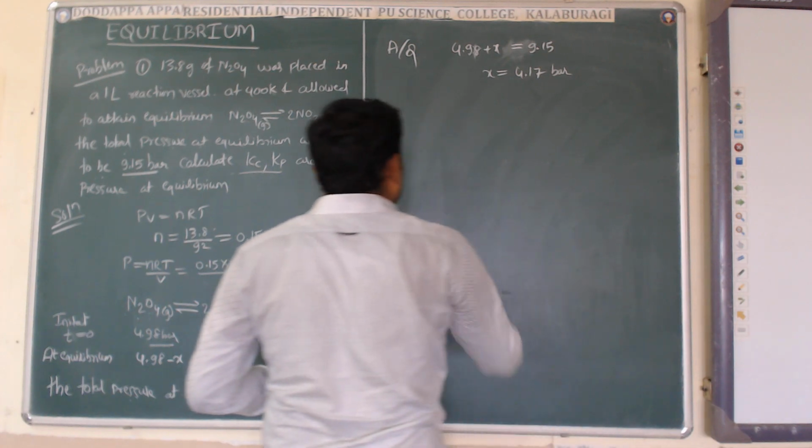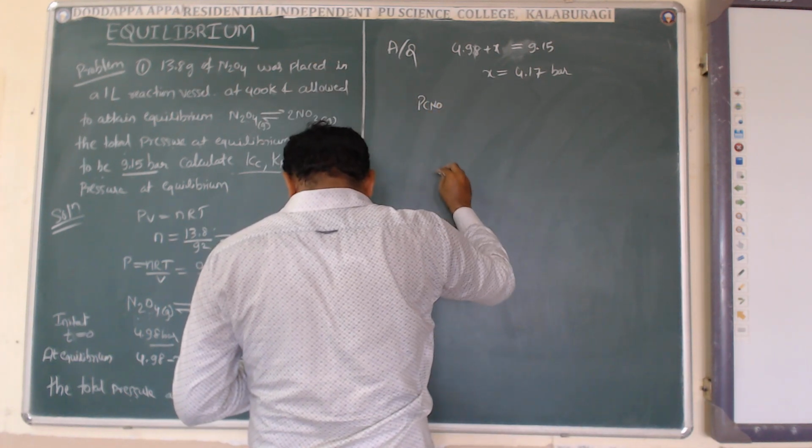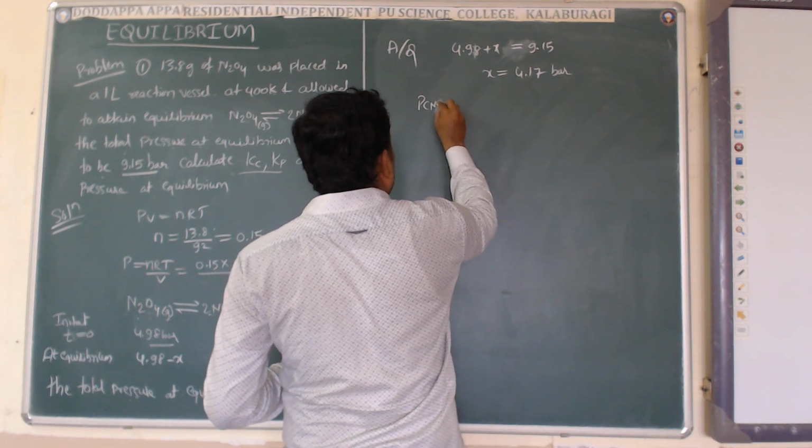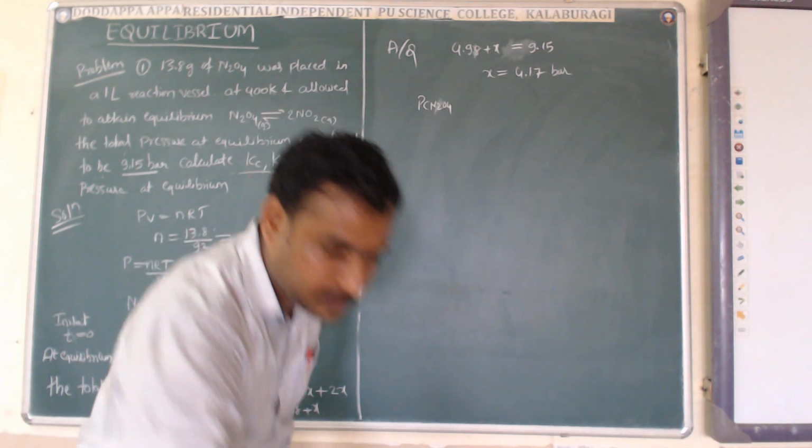Next one, you have to find out the partial pressure of NO2 here. Partial pressure of N2O4. I will write down here. Partial pressure of N2O4.